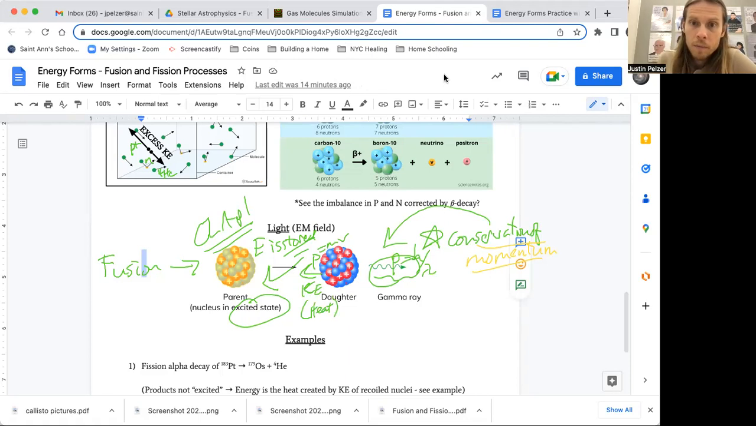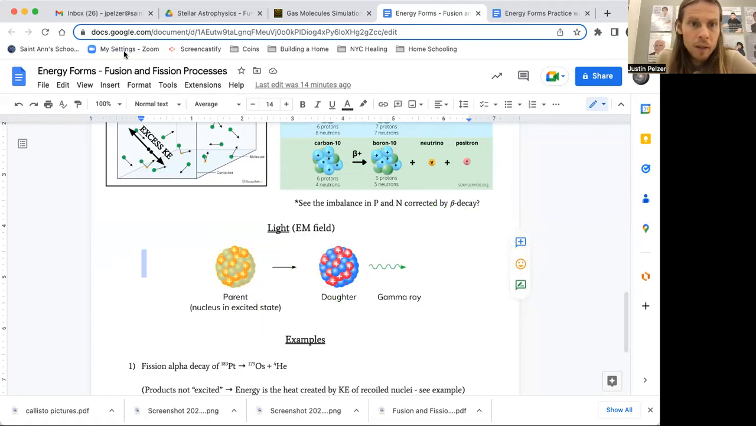Examples, you ready for it? I hope that made sense. That's the concept of what's happening on a nuclear level.